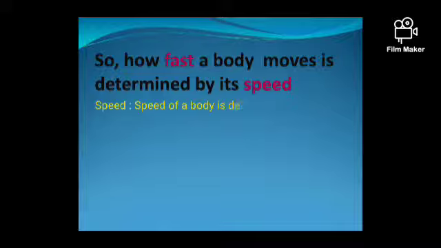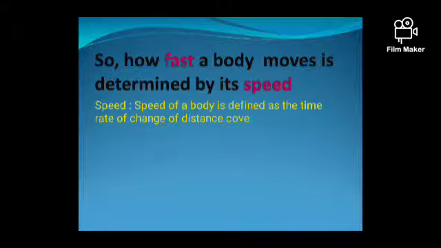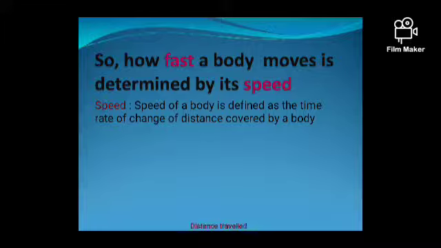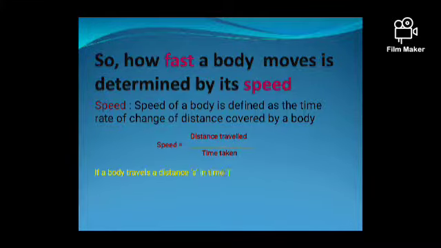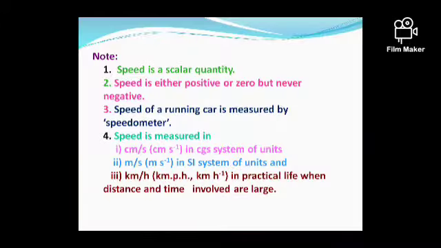The speed of a body is defined as the time rate of change of distance covered by a body. That is the definition of speed, so you have to note it down. The formula is speed equals distance by time taken. If a body travels a distance s in time t, then the speed v is given as v equals s by t.